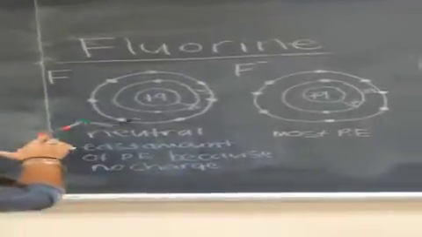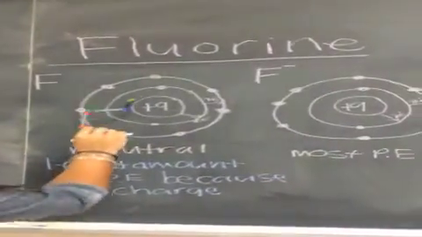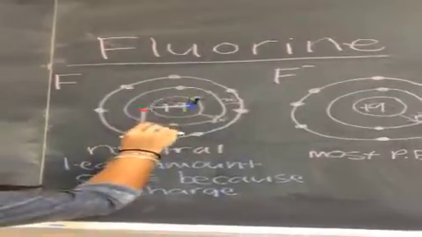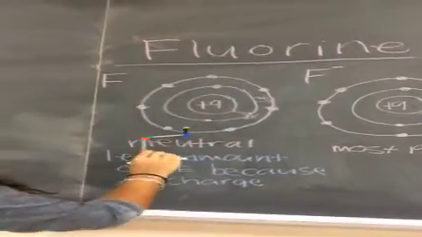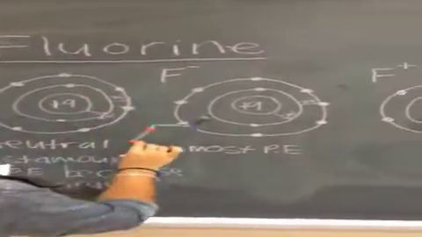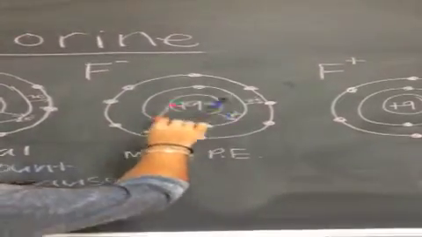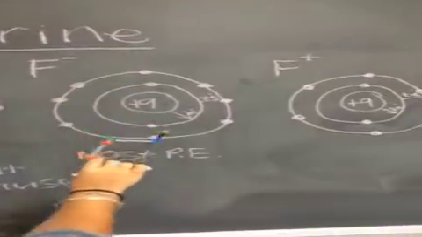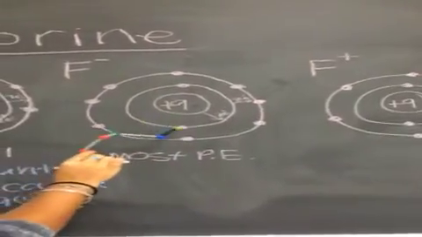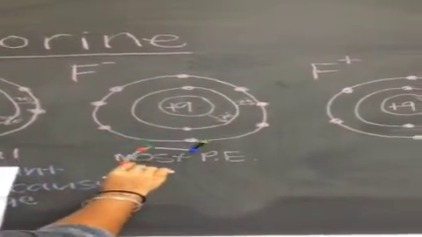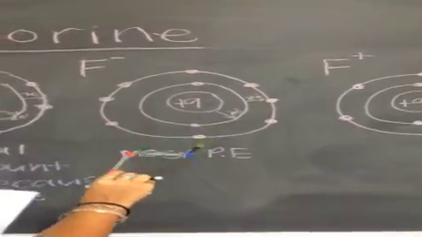Learn about fluorine. So in the neutral fluorine, there's a positive 9 charge in the middle, 2 electrons in the first shell, and then 7 electrons in the outer shell. In fluorine negative, there's a positive 9 charge in the middle, 2 electrons in the first shell, and 8 electrons in the outer shell. In the first shell, the electrons feel a positive 9 charge. In the outer shell, they feel a positive 7 charge.